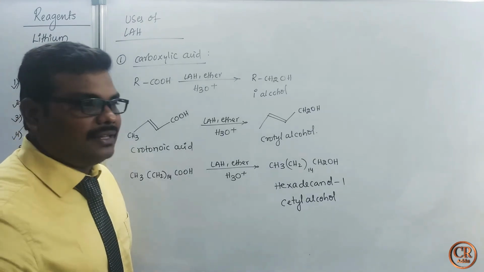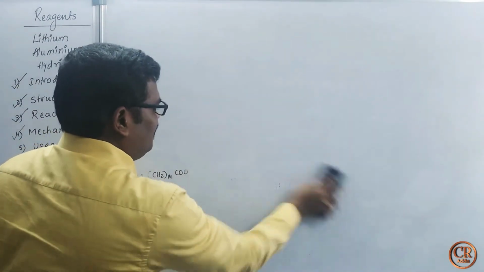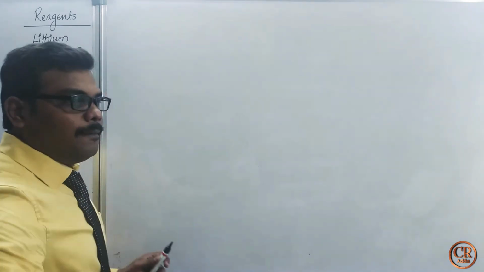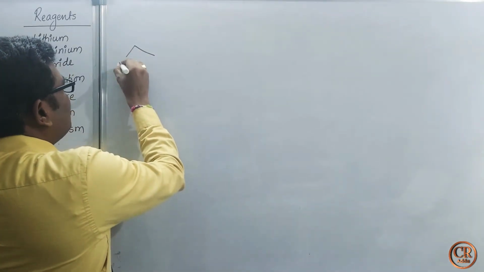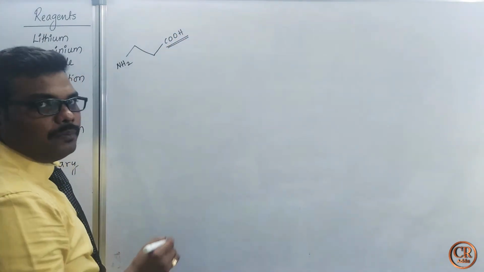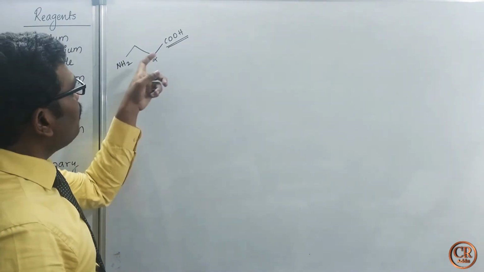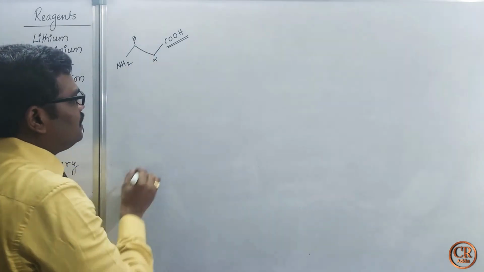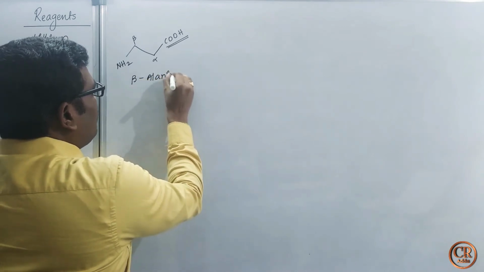Now we take another example here. Beta alanine, NH2, and this is COOH. It is the principal functional group. The carbon which is bonded to the principal functional group is called alpha, and this is beta. At the beta position NH2 is present, so simply it is called beta alanine.